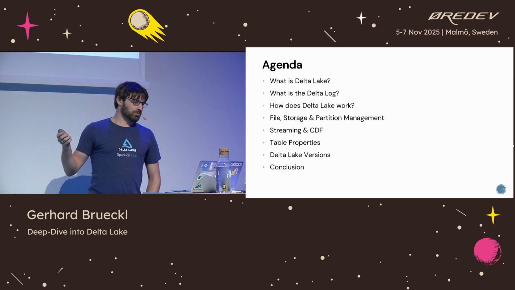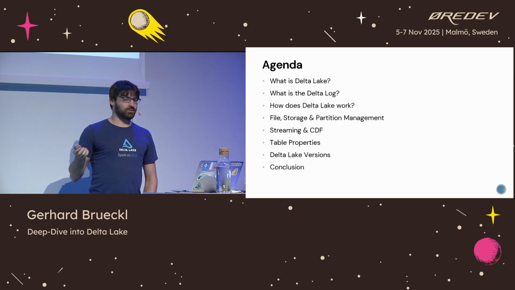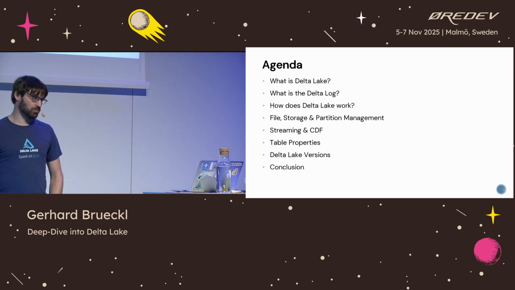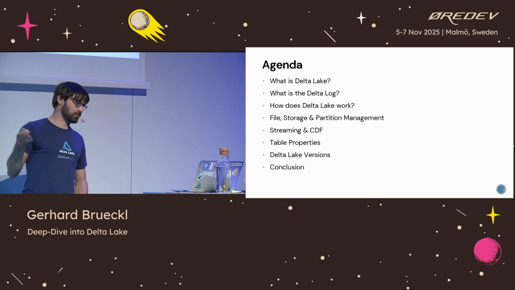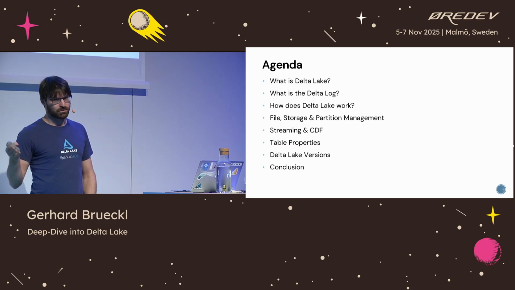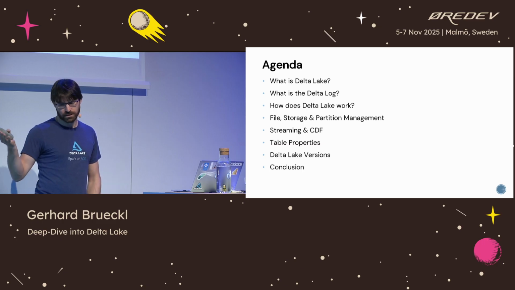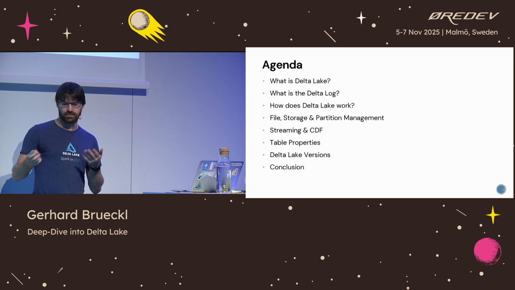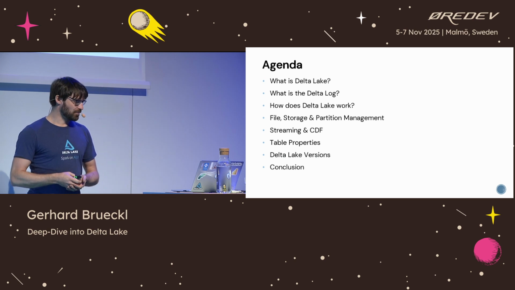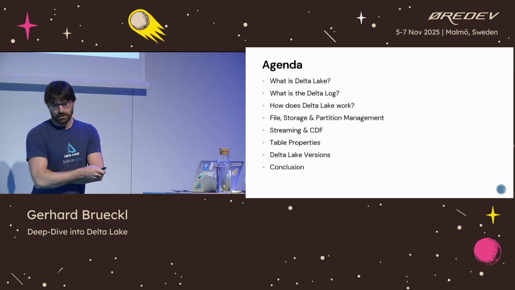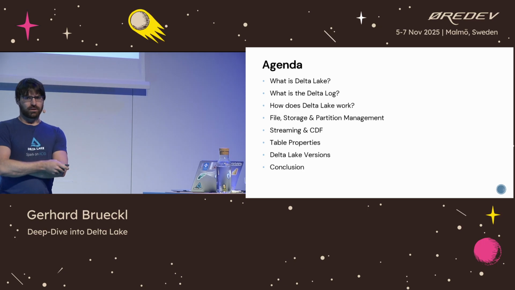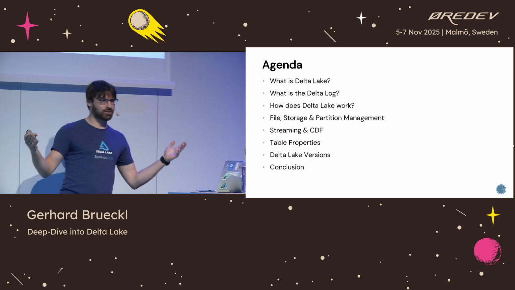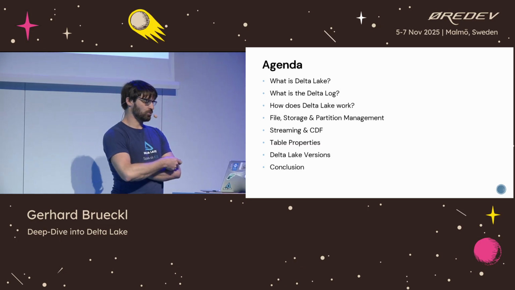So we'll briefly cover what Delta Lake is, what the Delta log that actually powers Delta Lake is, and how it works under the hood. And then once we know how it's working, we realize that we need some options and configuration to tune it, and do file storage and partition management. We'll cover streaming and change data feeds, change data capture, because these are, for me, the most valuable parts of Delta Lake. We'll cover table properties and the Delta Lake versions that exist, just for you to get an idea of what's in there that I could not cover in those 40 minutes, and some conclusion at the very end.